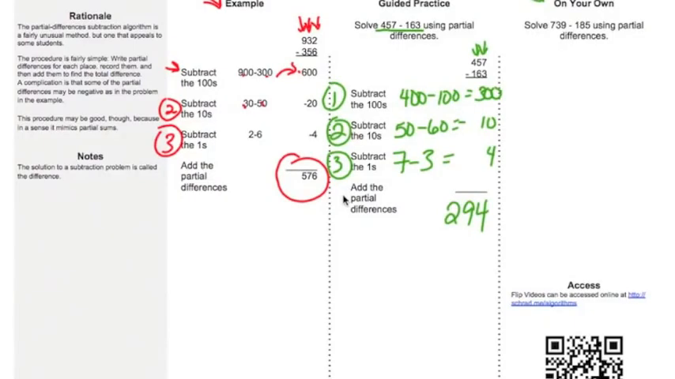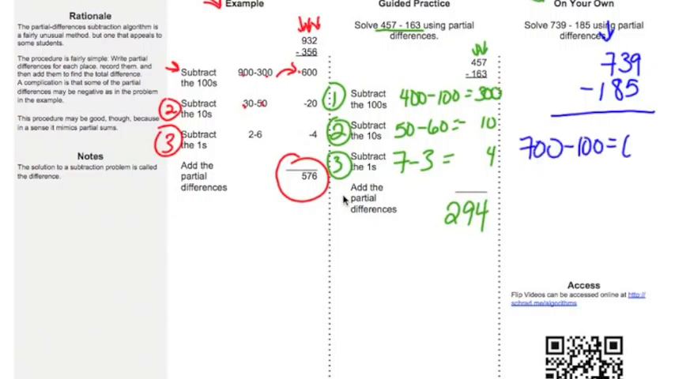All right, let's go ahead and solve this. I'm going to take 739 minus 185. I'm going to start with my biggest place value, and that's the hundreds place. I'm going to take 700 minus 100, which equals 600. That's a happy one. My tens place, I've got 30 minus 80, which is a negative 50.